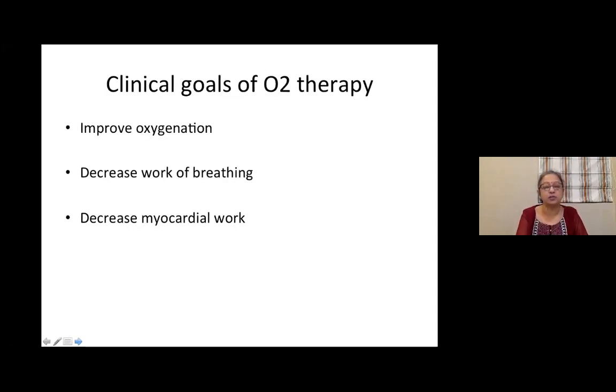So what are our clinical goals when we are giving oxygen therapy in the ward? It is to, A, improve oxygenation, B, decrease the work of breathing, and third, decrease myocardial work. So we are being quite intelligent here. We want our heart to work well, and we want our tissues to work well. And that is why we need to improve oxygenation.